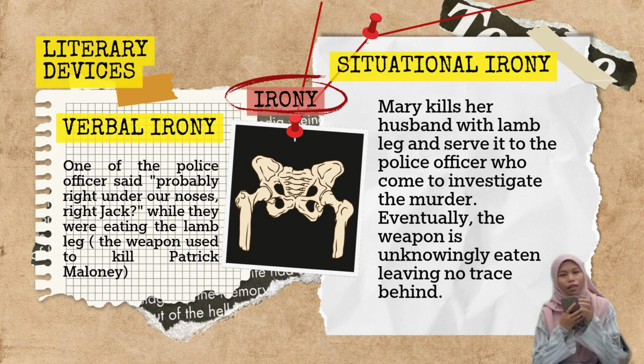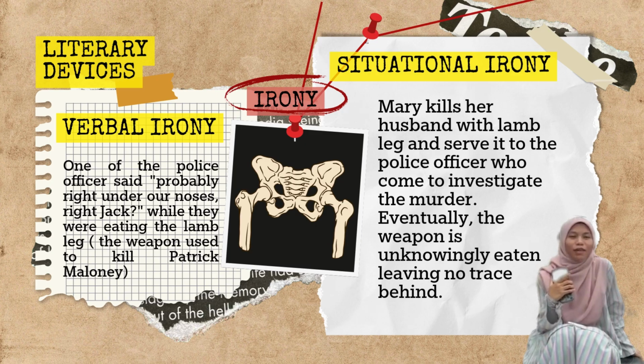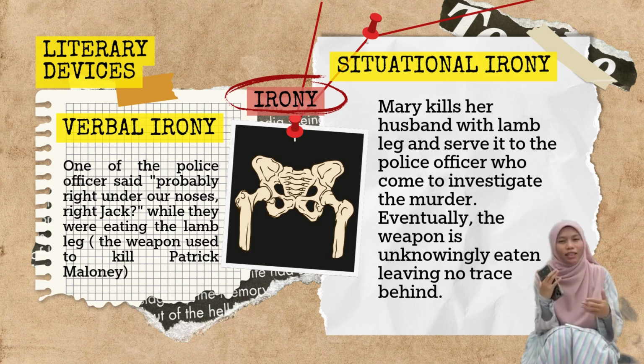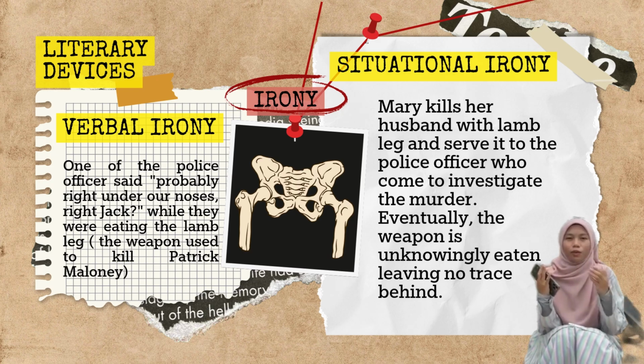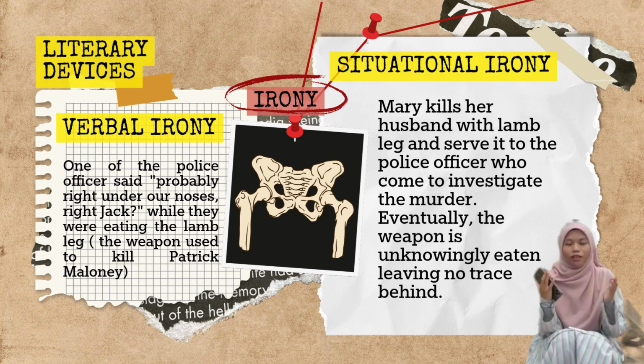So the verbal irony happens when the police officers eat the lamb leg, which is the weapon, when Mary Maloney offers it to them. So they never know that the lamb leg that they were eating is the weapon. So that is the verbal irony.